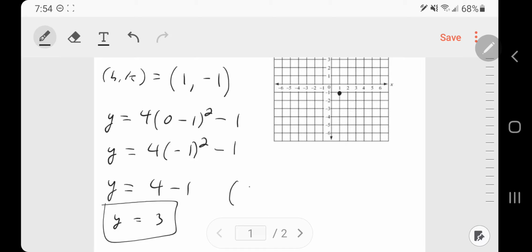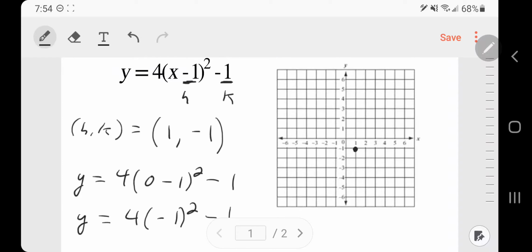Okay, so our second coordinate would be 0, 3. We'll go ahead and graph that. 0, 3. And now we know our axis of symmetry is right here, and we can reflect that over the axis of symmetry, and there we have our sketch of our parabola.